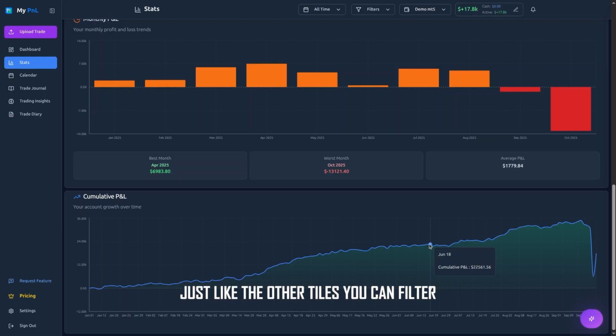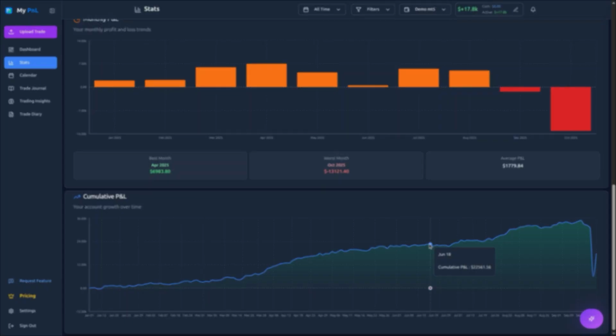Just like the other tabs, you can filter your data by specific time frame, symbols or accounts. That means you can analyze your performance for one specific strategy or instrument, making your insights even more accurate.